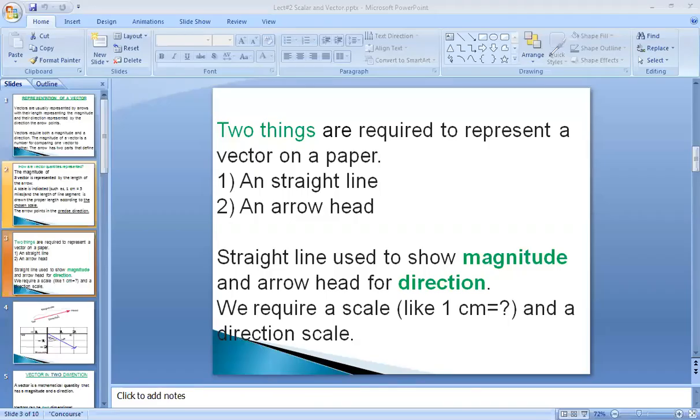This is a continuation of the last lecture. Here you have seen that for the representation of a vector, you require two things: a straight line and an arrowhead. In the last lecture, I gave you one example: a 100-meter distance towards east, and you have seen how we can draw that on paper.